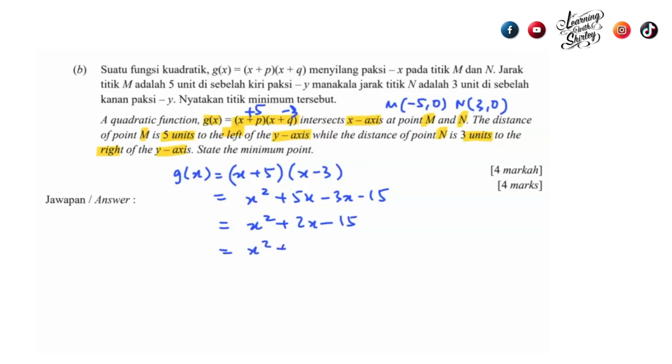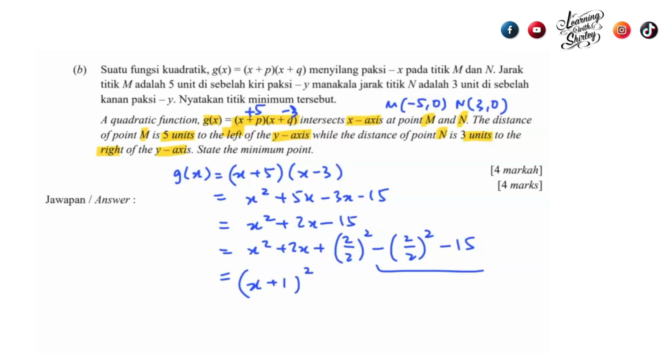Write down the first 2 terms. After that, you plus b over 2 whole thing squared, then minus b over 2 whole thing squared, and then bring down the -15. Then you take the first term and the third term, and then whole thing squared. Then you use the calculator to get this answer. 2 over 2 is 1, and -1 minus 15 is -16. So we already have the answer in vertex form.